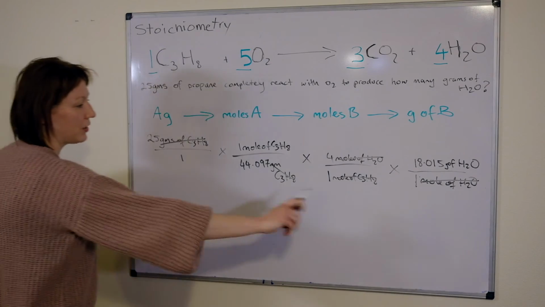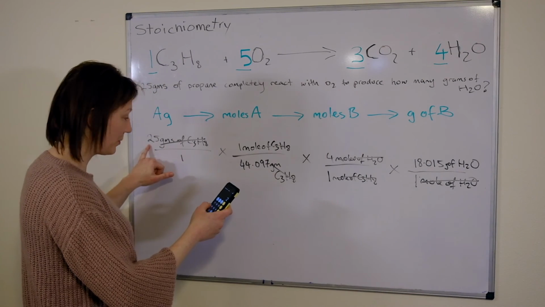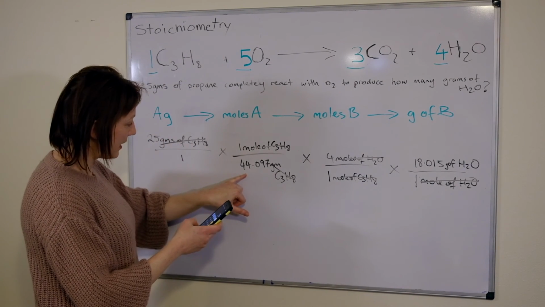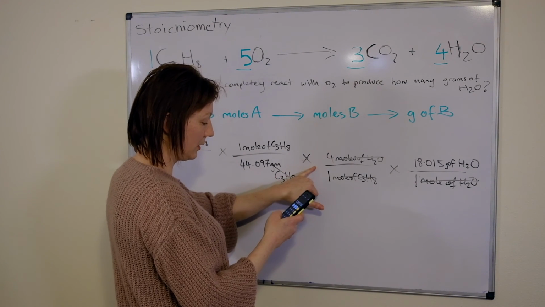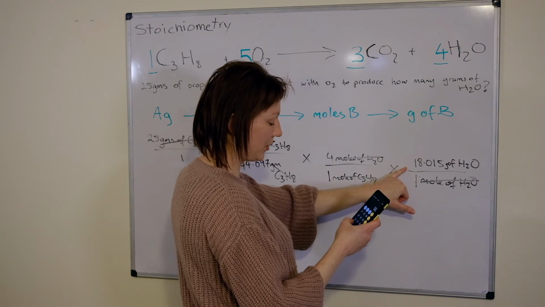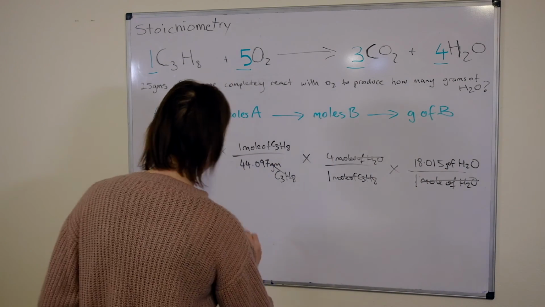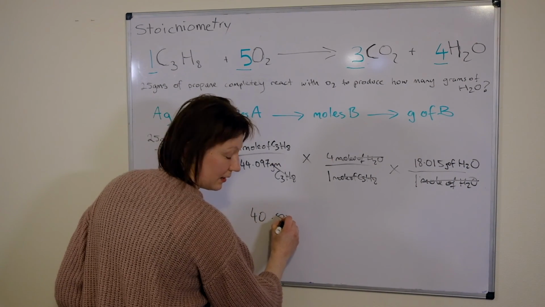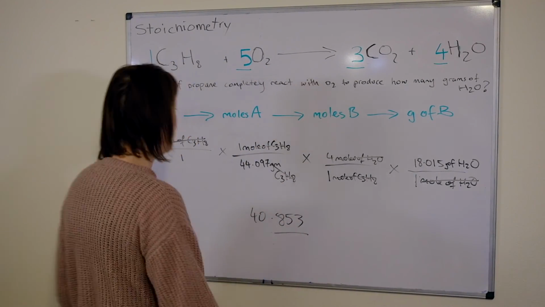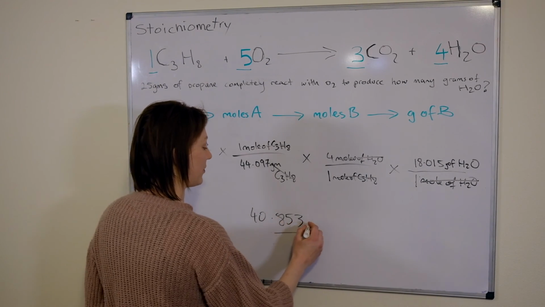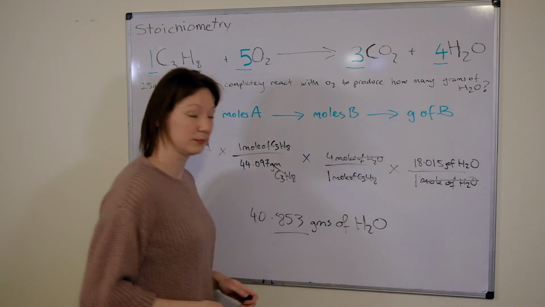Okay, so now our equation is ready to just plug the numbers in. So let's do that. We have 25 divided by 44.097 times 4 times 18.015 equals 40.853. And I would just be taking everything like it shows on your periodic table to the 3rd decimal point. So 40.853 grams of H2O, right?